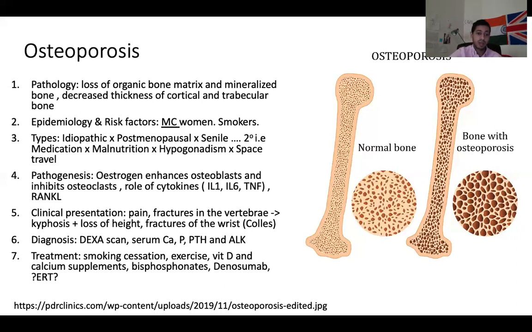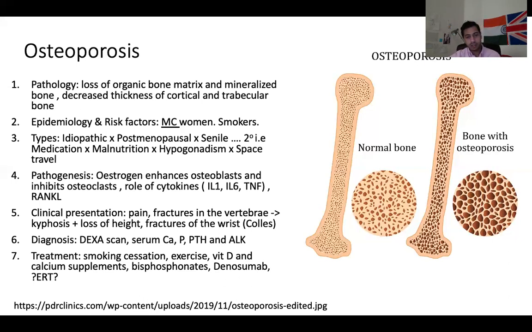Postmenopausal, because we know that estrogen is incredibly important in enhancing osteoblasts and inhibiting osteoclasts. Senile, once again, as you get older, your bone mass tends to decrease. Secondarily, it can also be caused by medication. So the two types of medication that we're talking about here are glucocorticoids and also low molecular weight heparin. And it can also be caused by hypogonadism and also space travel.